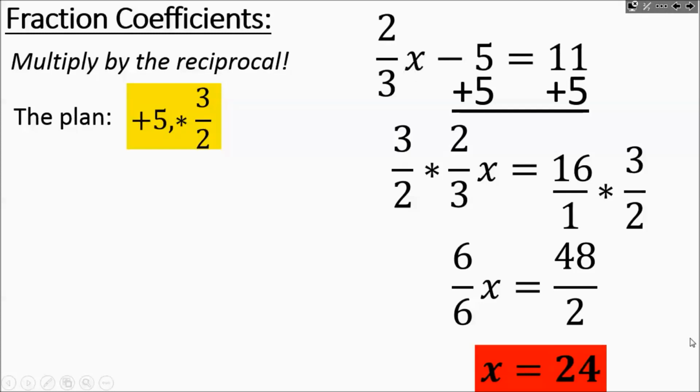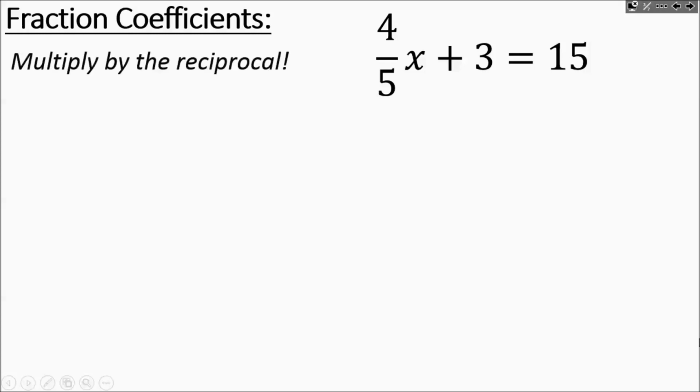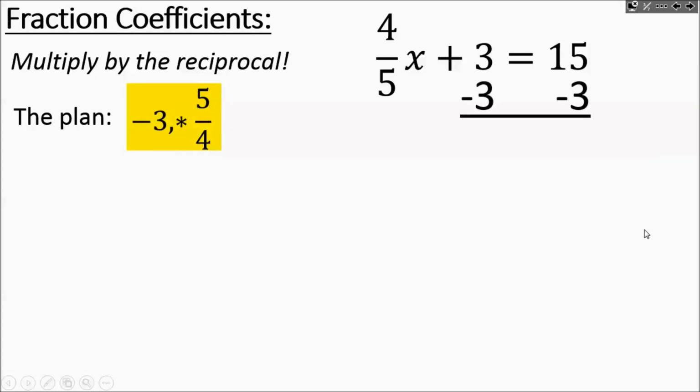We're going to go ahead and move on. I'll give you another one. Go ahead and try this one on your own if you'd like. You can pause it, but I'm going to go ahead and go through the process. So we're going to multiply by the reciprocal, but first we're going to subtract 3, then multiply by 5/4. I'm going to subtract 3 from both sides. You're going to get 4/5 x equaling 12. Then you're going to multiply both sides by 5/4.